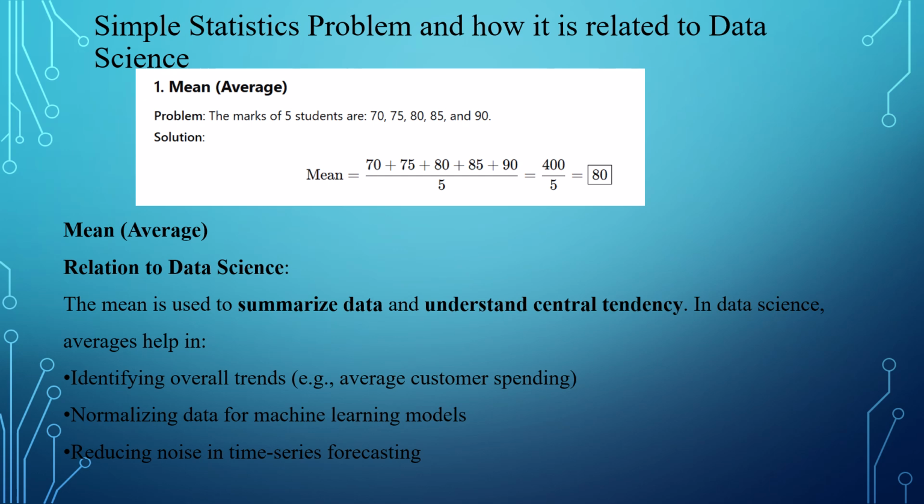How is this mean value related to data science? The mean is used to summarize data and understand the central tendency. In data science it helps to identify overall trends, such as average customer spending, normalizing data for machine learning models, and reducing noise in time series forecasting.